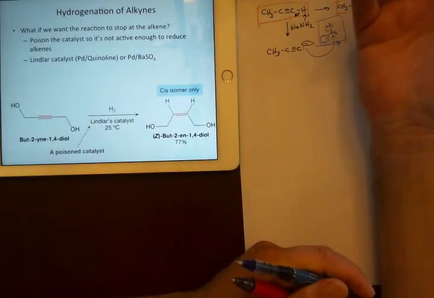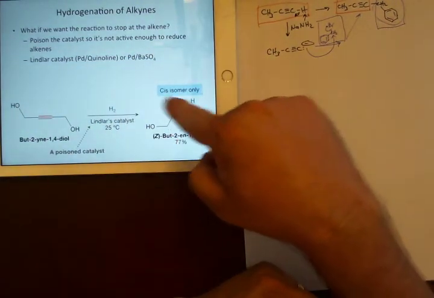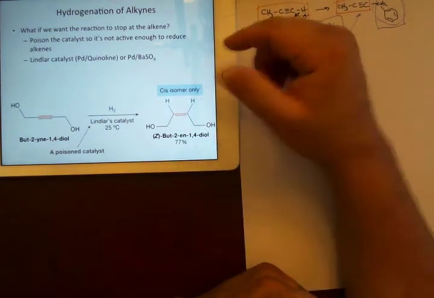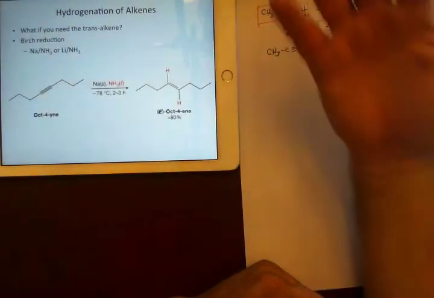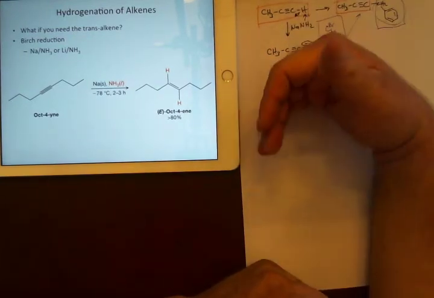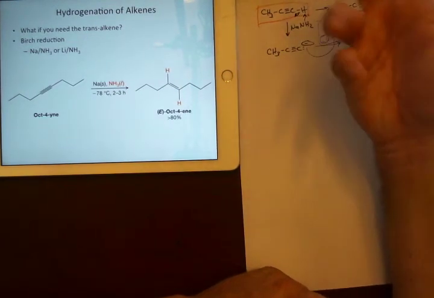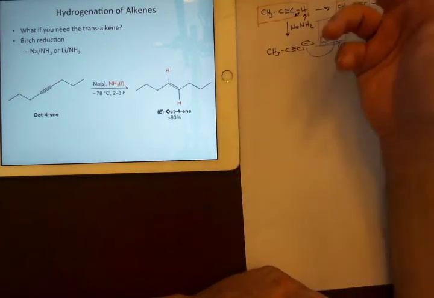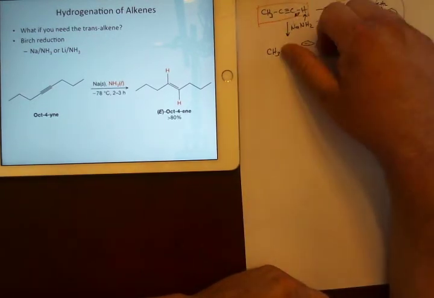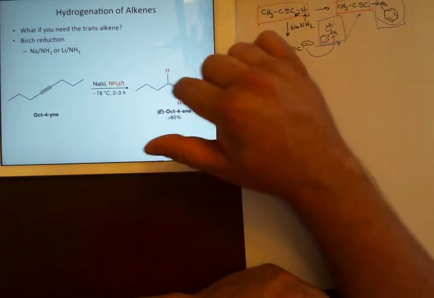Okay, but what if you want, so you can either do that, you can do a Lindlar catalyst. Again, you're going to be adding these across the double bond, on the same side to make the cis double bond. What if you want to do the trans? Okay, then you have to actually do a different mechanism. You have to go about it a different way, and you do what's called a Birch reduction. It's usually either sodium in ammonia solvent, or lithium in ammonia. And so this would give you the trans product.